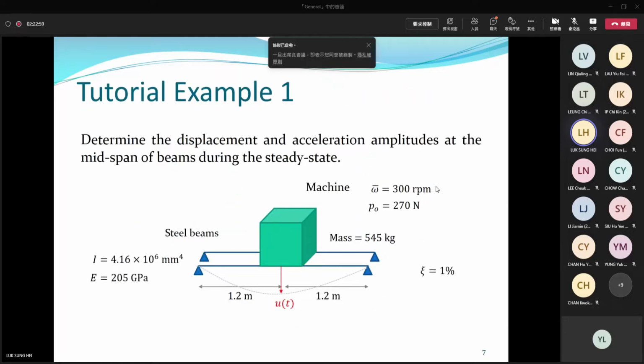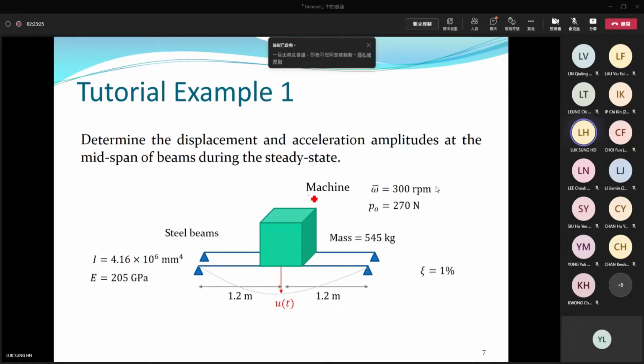Question one, we consider a machine supported by two steel beams. The mass of the machine is 545 kg. Suppose it is a machine. When this machine is under operation, it will generate a vertical force, making the beam move up and down, up and down.